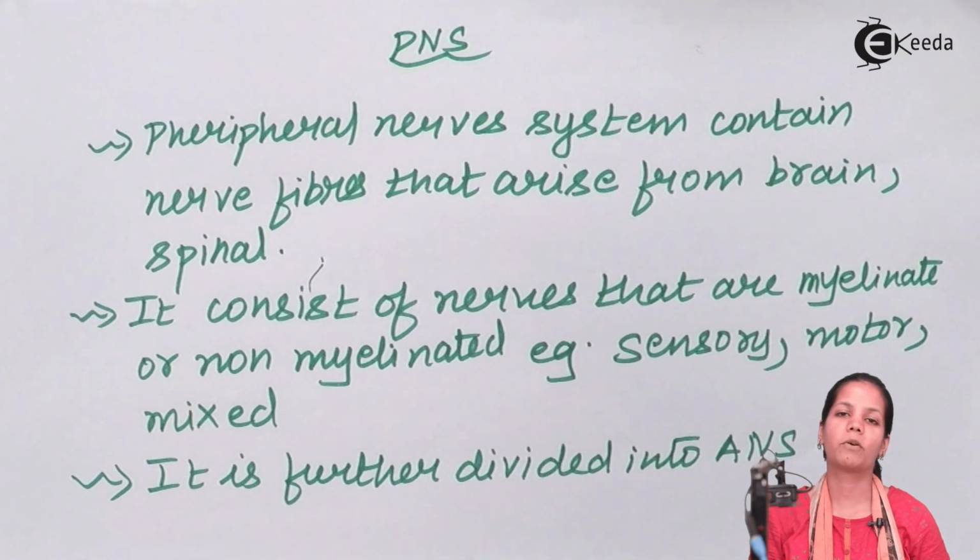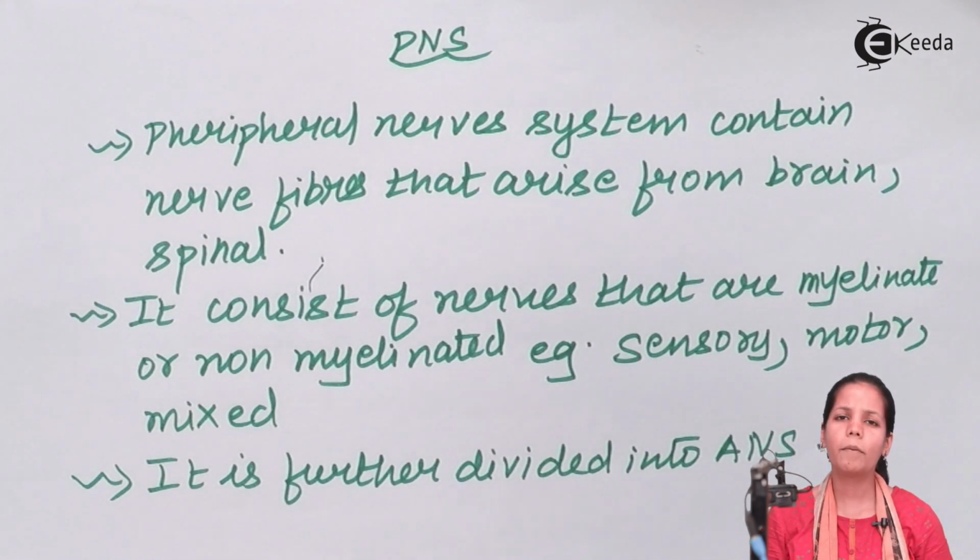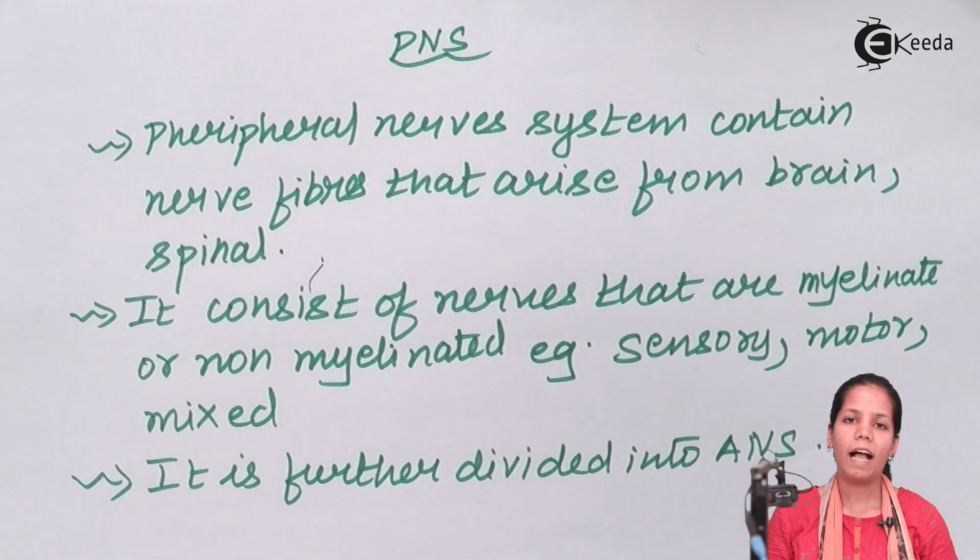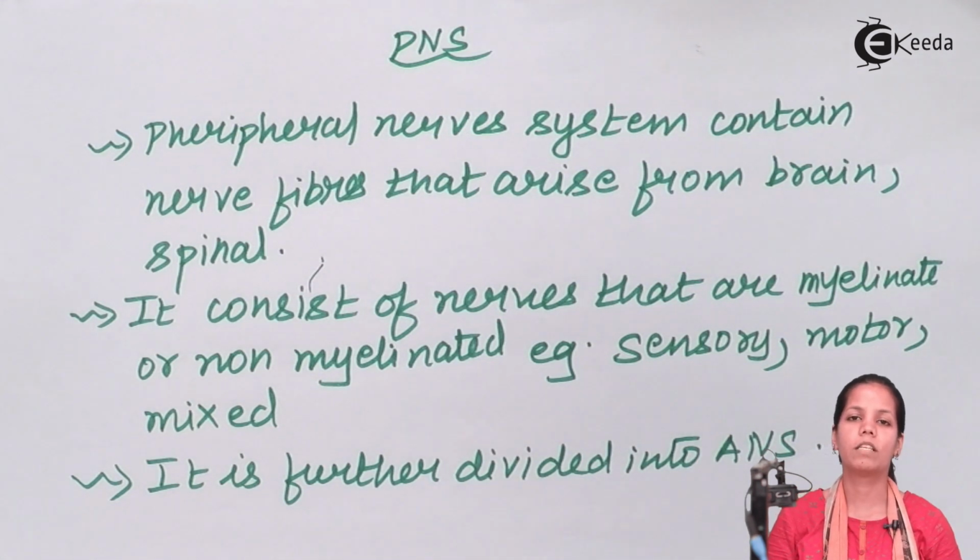So students, this was PNS, the peripheral nervous system, an important component of the nervous system. I hope you are all very clear with this concept.